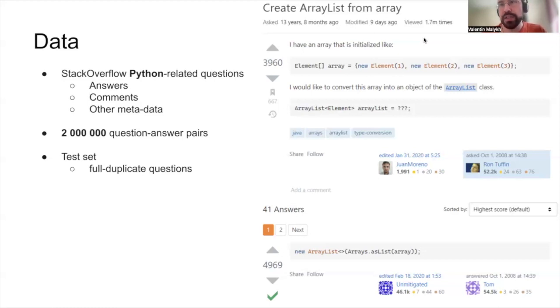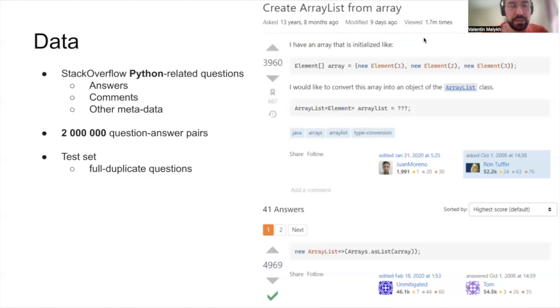Why do we need them? Because these questions are what we want to have. When I, as a person, am typing my code and I see some issue with it, I look for it on the web search engine, and I formulate my problem pretty differently. Fully duplicate questions are as close to this case as possible. So these full duplicates, as we call them, are what we actually want to search for.